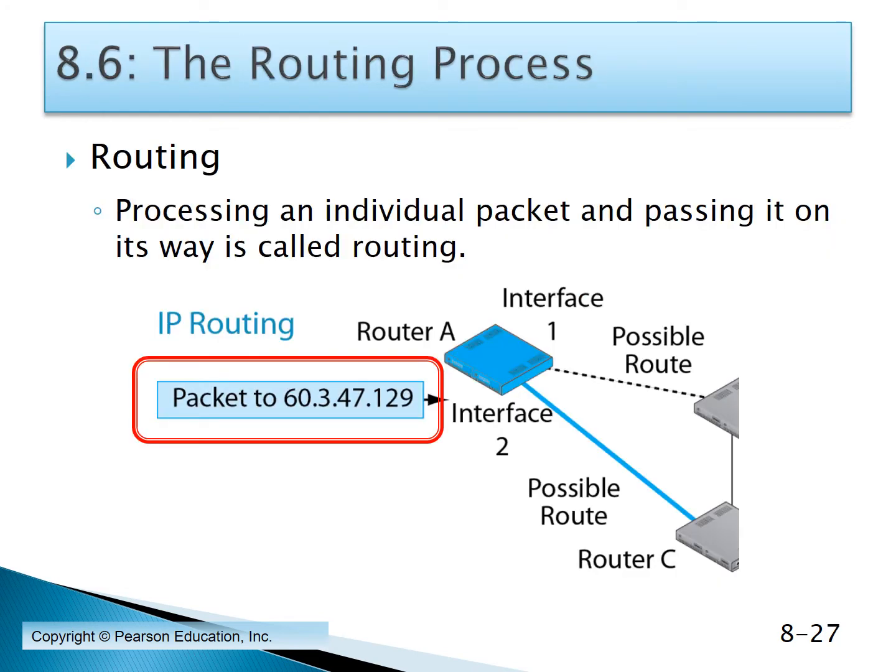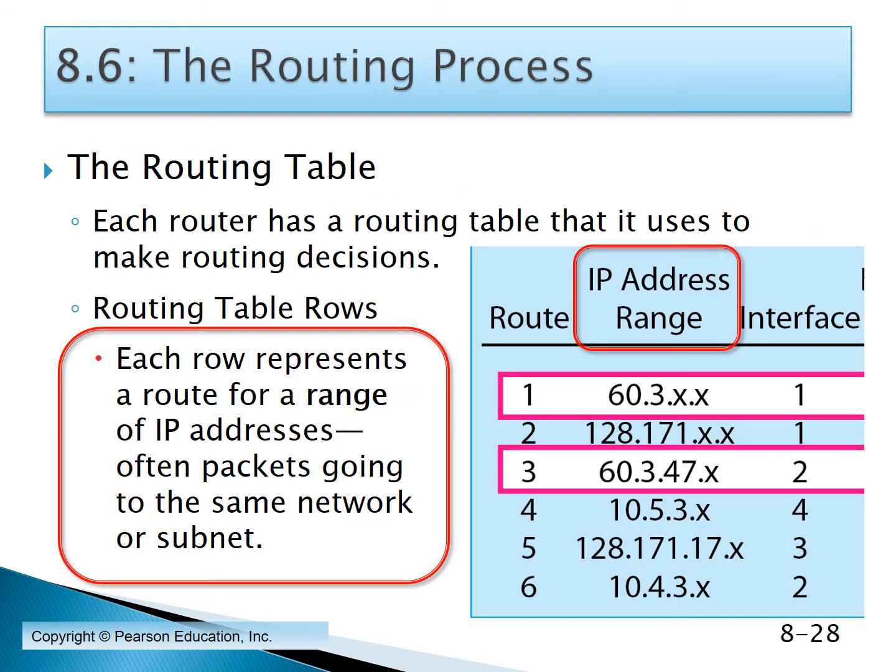Okay, so the routing process is that the router will process an individual packet and pass it on its way. Usually we call this routing. So IP routing is like what we have discussed. You are given an IP address, then the router, based on the routing table, has to decide where to send this packet to. As we said, each router will have a routing table like this. Each row represents a route for a range of IP addresses, so often packets going to the same network or the same subnet.